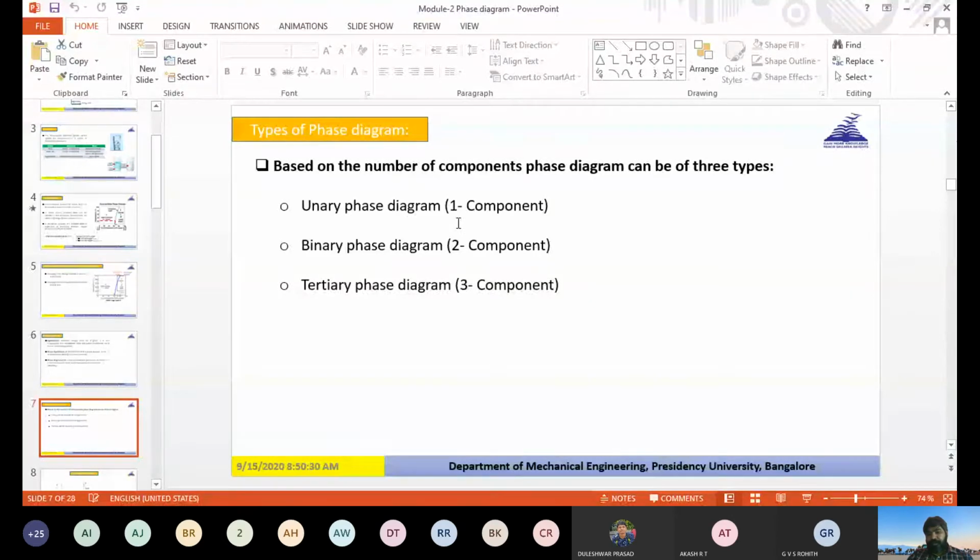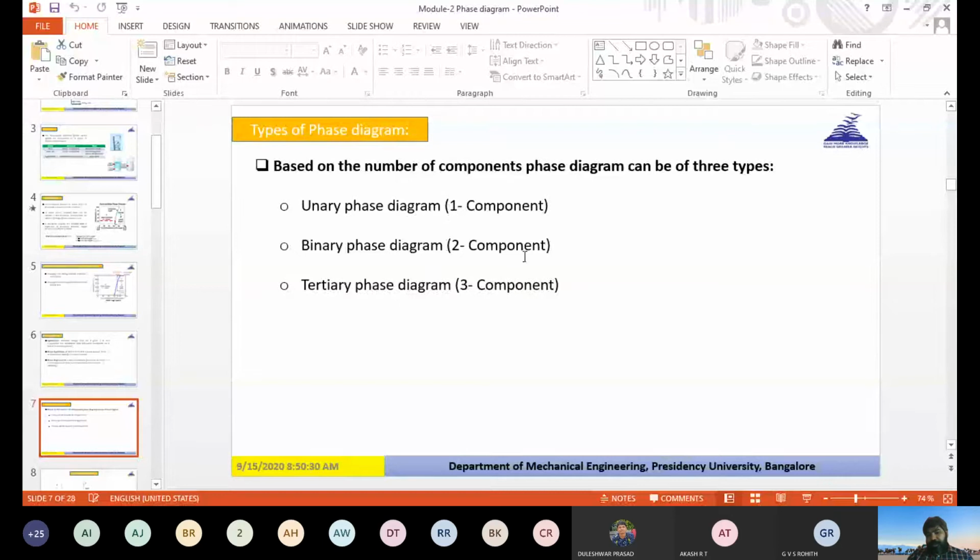Now, if I ask you which type of phase diagram the ice water system belongs to? Ice water means we have only one component, because H2O will be there, whether in ice or in water. Only one component is there. So the phase diagram of water is nothing but the unary phase diagram.